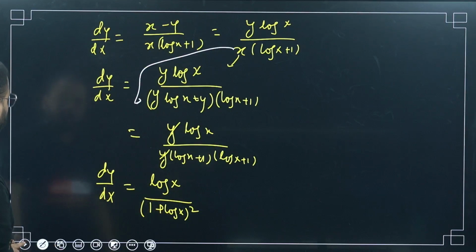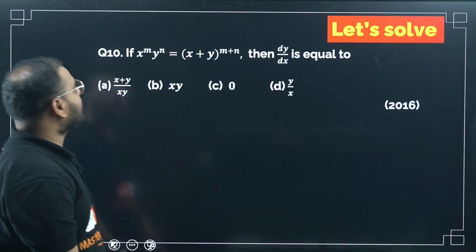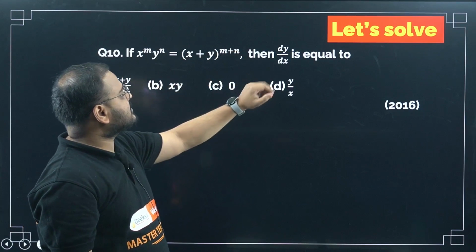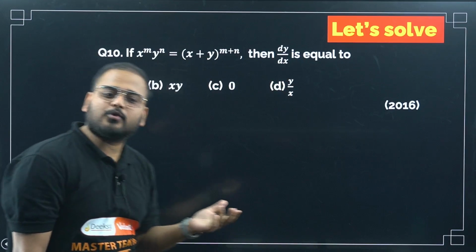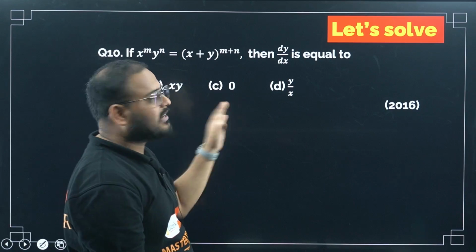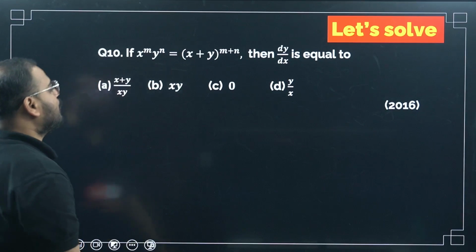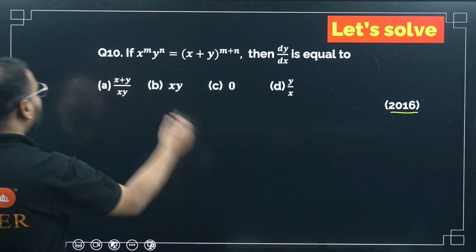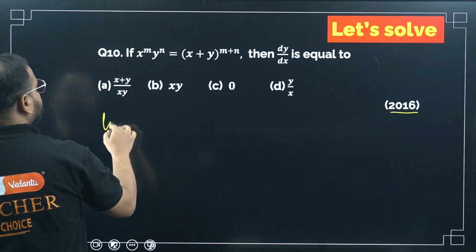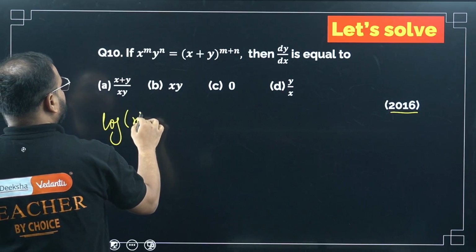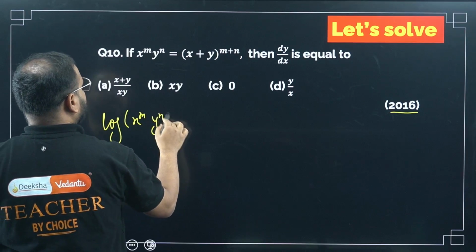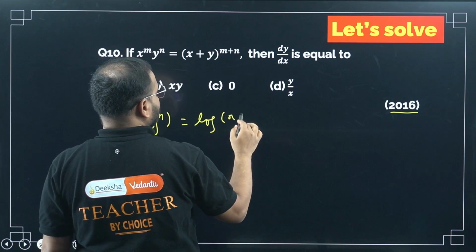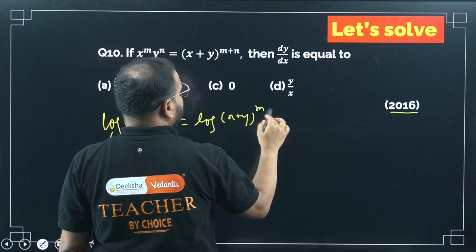Okay, let's move on. Question number 10. x power m y power n equals x plus y power m plus n, find dy by dx. What is the approach again? The approach is very similar. Take log on both sides. Asked in 2016. If I take log on both sides, log of x power m y power n equals log of x plus y power m plus n.